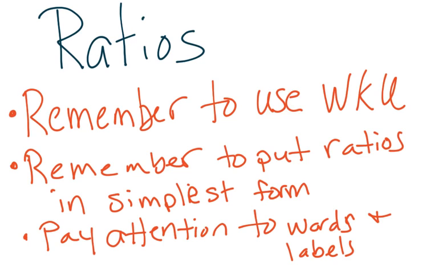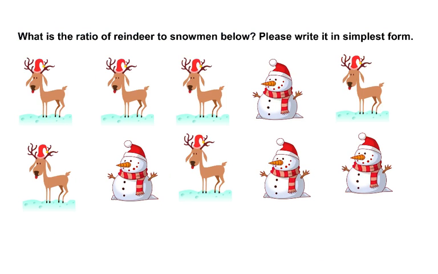So ratios. Some key things you need to remember with ratios is to always use WKU. You're going to write it in words, then fill in the numbers you know, and then fill in the unknown to figure it out. Remember to put your ratios in simplest form and pay attention to words and labels. Remember that the numbers have to match the words.